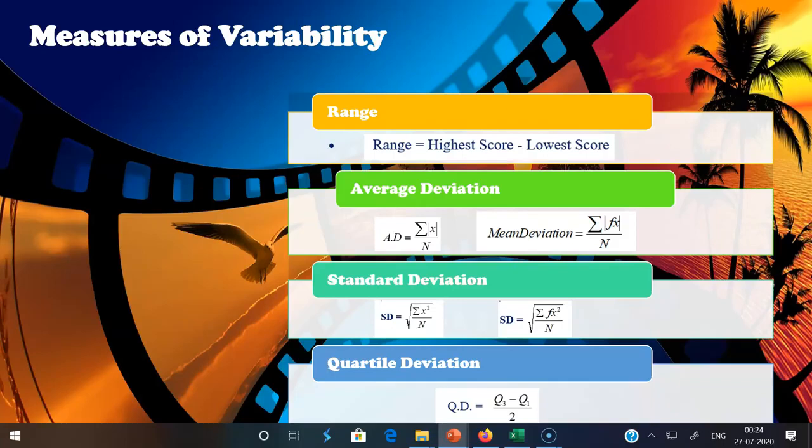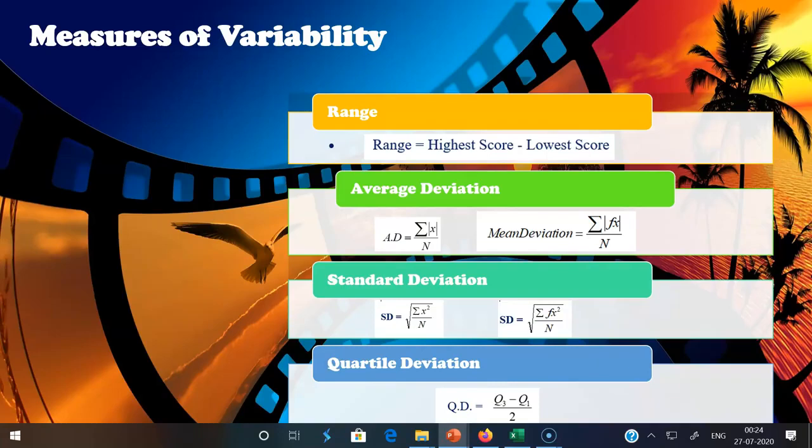If you want to find the average deviation for continuous data or grouped data, we have to use a different formula: mean deviation is the summation of modulus of f into small x divided by capital N, where small x is equal to capital X minus M, which is nothing but the deviation of the raw scores from the mean.